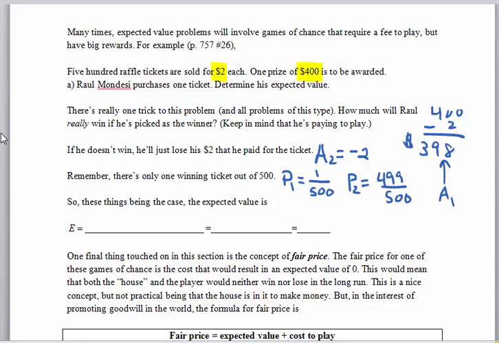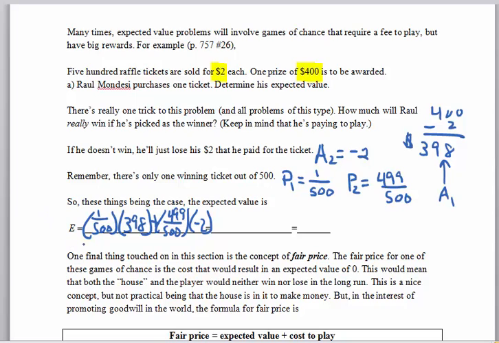So what I do, I just use my formula. I have everything written down that I need. P1 times A1 plus P2 times A2. So P1 would be 1 out of 500. So his expected value is going to be 1 out of 500 times the amount that he wins if he wins, which, like we said, is only 398, plus P2 times A2, which in this case is 499 out of 500, times the amount that he loses if he doesn't win, which is just negative 2.